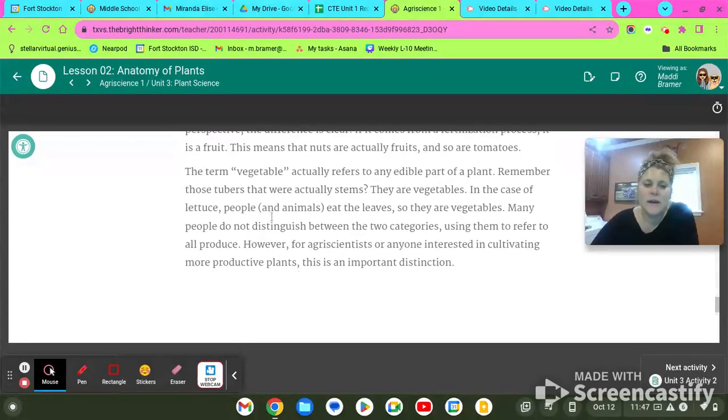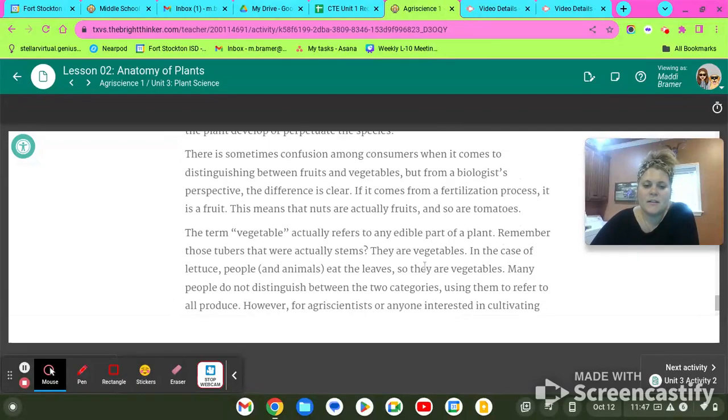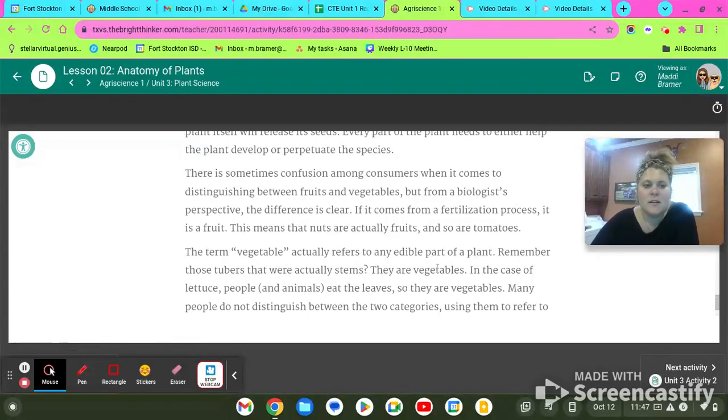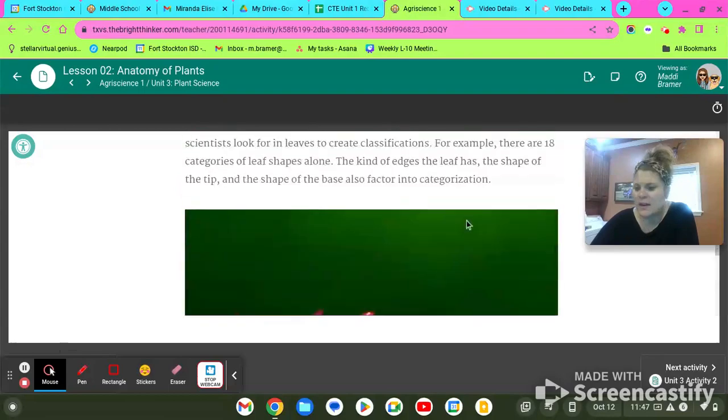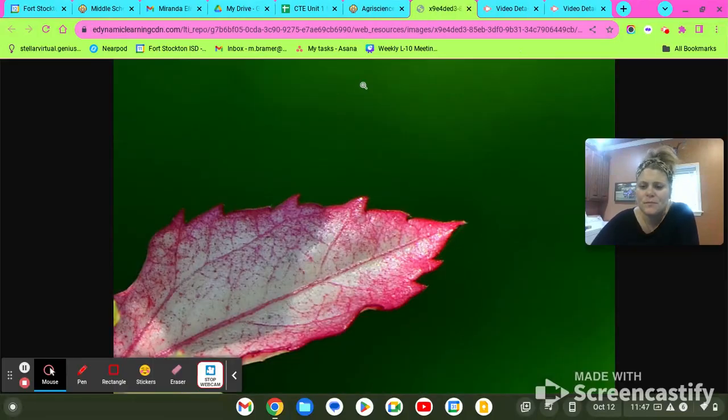Plants have really cool ways of pollinating. And there are lots of different plants for lots of different reasons. So that's a really quick overview of the anatomy of plants. Again, watch that video that I posted on YouTube about it, and hopefully it'll explain it better.